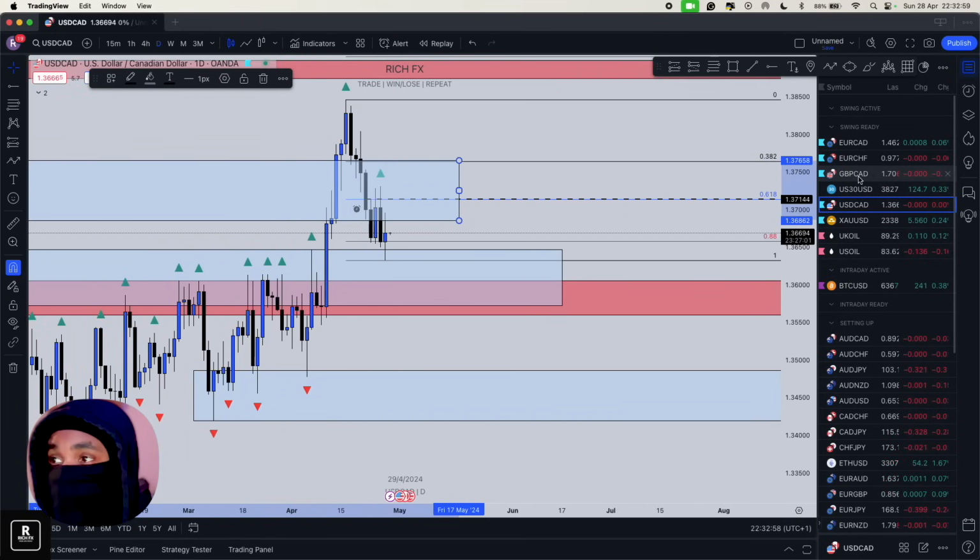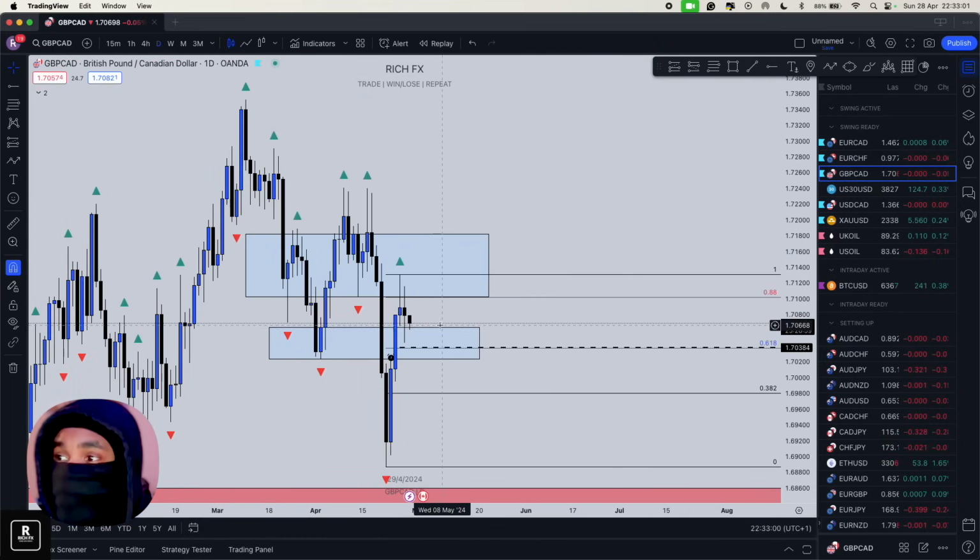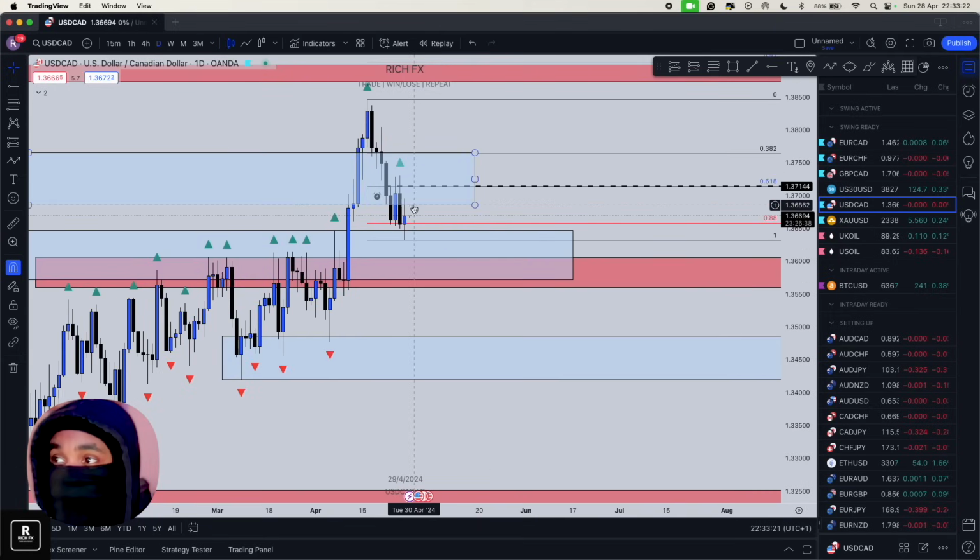Again, it's in a similar scenario as GBPCAD. So if GBPCAD gives us a bullish candle, and even doesn't break above the fib level, or even if it doesn't even tap into this box area, as long as this bullish candle, if the candle comes out blue, I'm no longer taking the setup. Same thing with USDCAD. If it gives us a bearish candle, I'm not taking the setup.